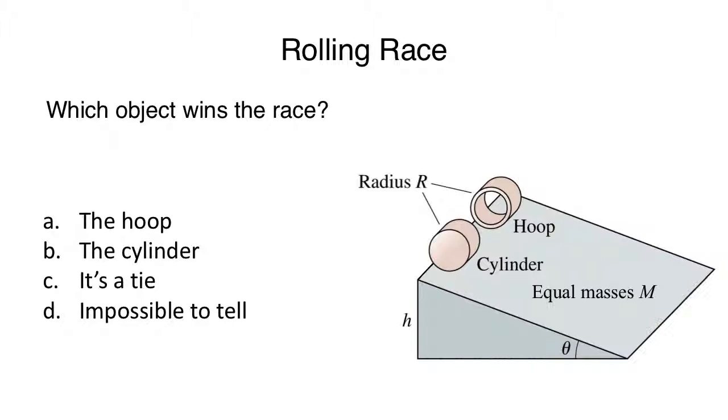Which object will win this race? If I roll two equal diameter objects of the same mass down a ramp, which one will actually accelerate faster to win this race? See if you can use your thinking caps to try to answer this with some kind of educated guess. We know that torque is equal to I alpha, and we know a few things about moment of inertia.